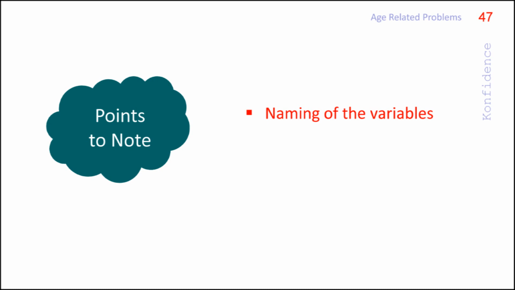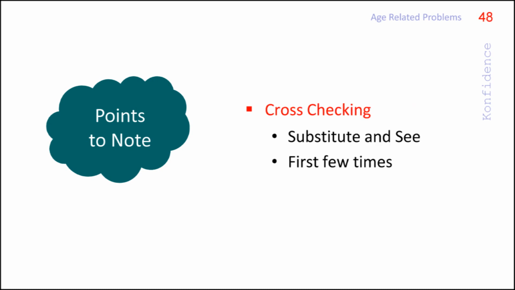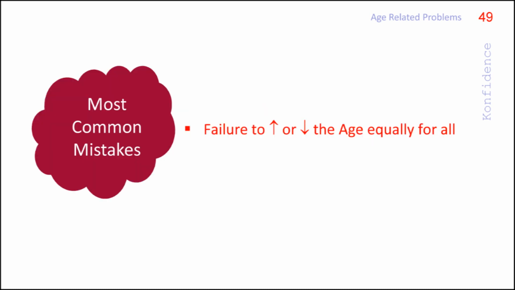Ram's age will be represented by R and Peter's age by P, and so on. For the first few problems that we do in this category, it is mandatory that we cross-check the answers with the equations that we formulated in the beginning. This is to avoid any mistakes that we might have made while solving these equations. As it becomes routine and we become more confident in solving equations, we can do away with this practice.